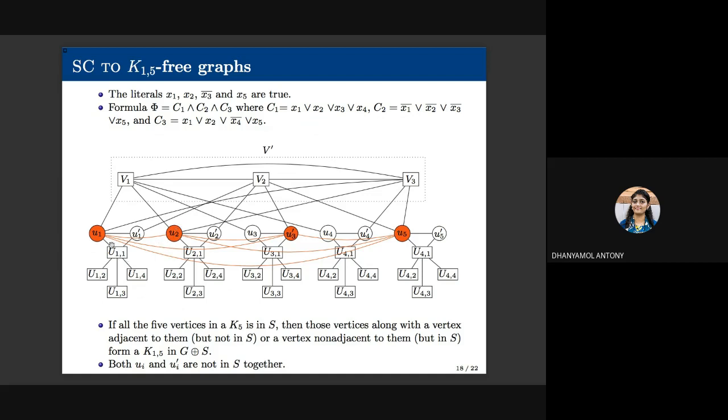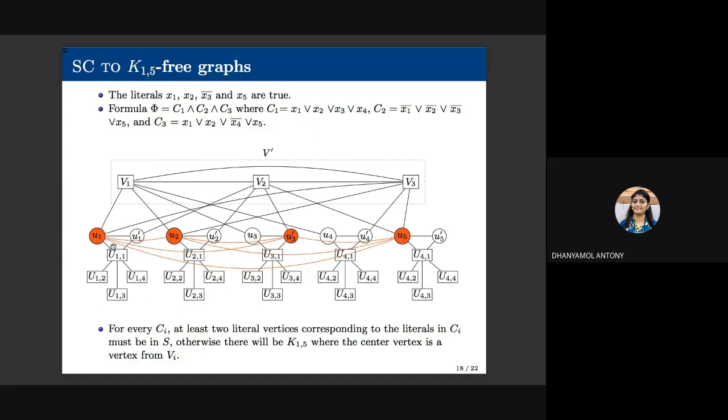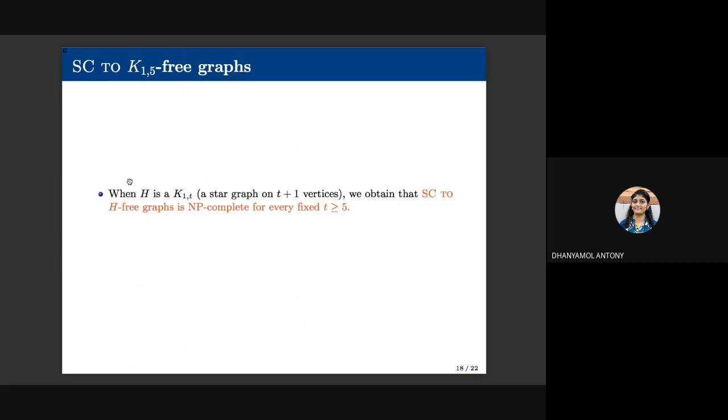Thus, it makes sure that both Ui and Ui prime cannot be in S together. If both of them are in S together, then these two vertices along with one vertex taken from each of these hanging sets form a K15. For every Ci, at least 2 literal vertices corresponding to the literals in Ci must be in S. Otherwise, a K15 is introduced where a central vertex is the vertex from this set Vi. Thus, we obtain that SC2 K1,t-free graphs is NP-complete for every t greater than or equal to 5.